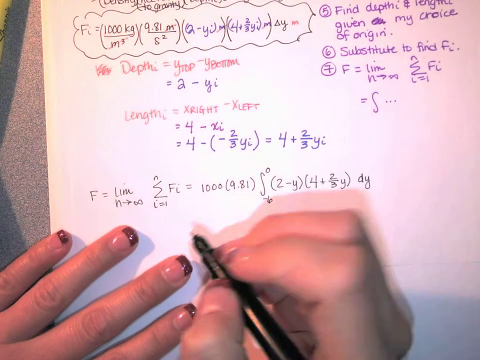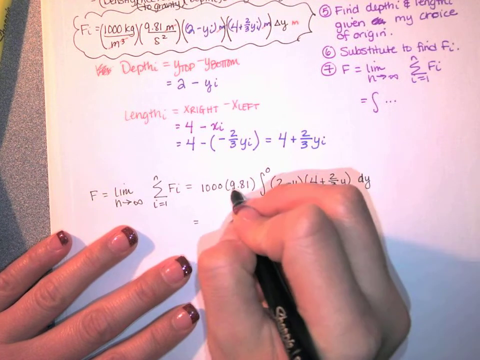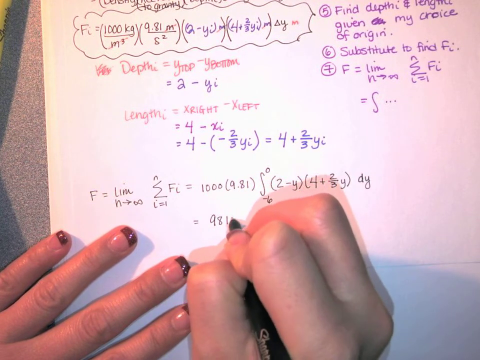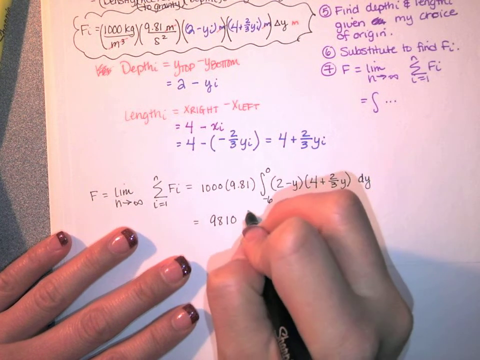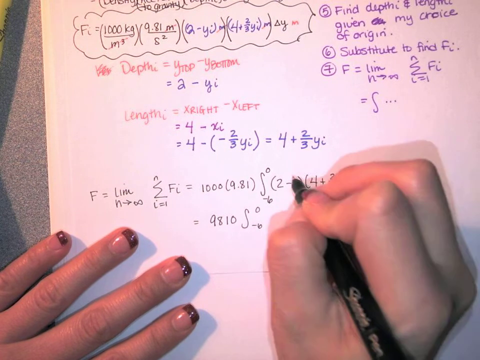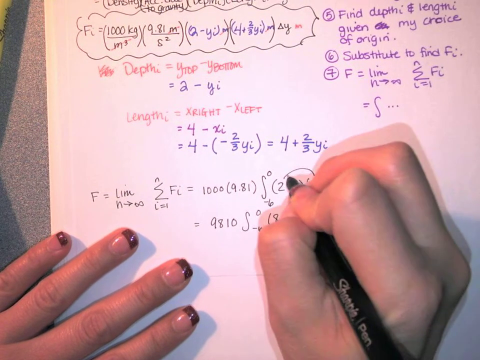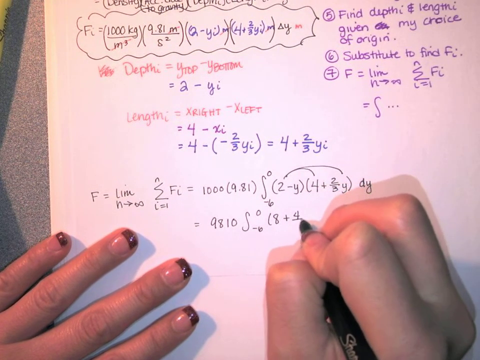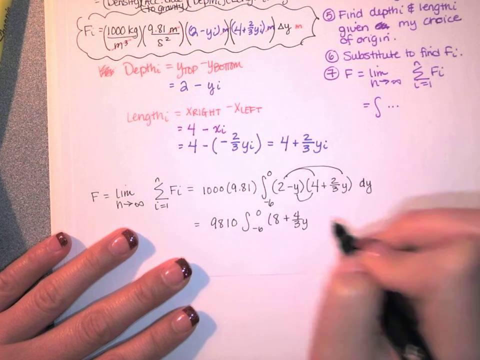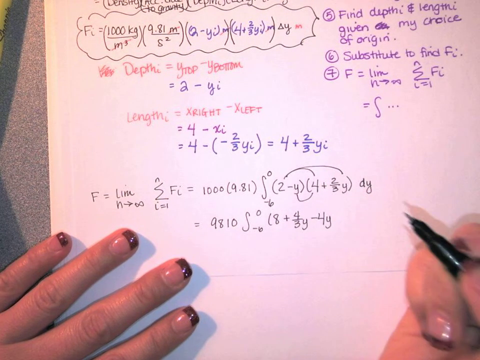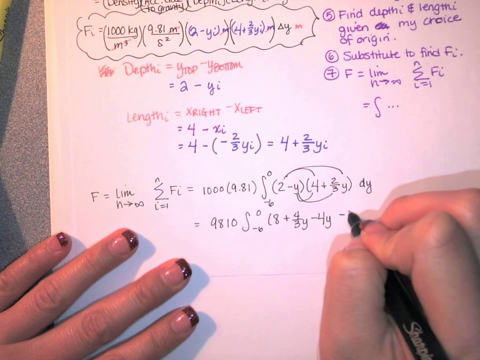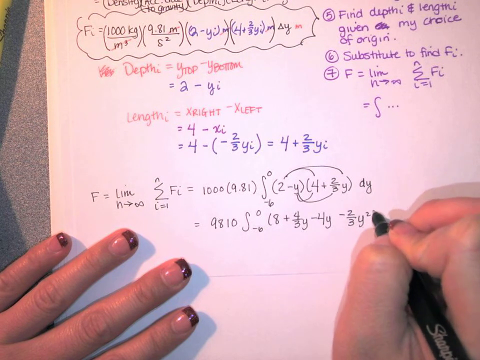You're just going to distribute. And we could take this and multiply by 1,000. Move the decimal 3 times, right? First times first is 8. Outer times outer is 4/3 of y. Inner times inner is -4y. Last times last is -2/3 of y squared.